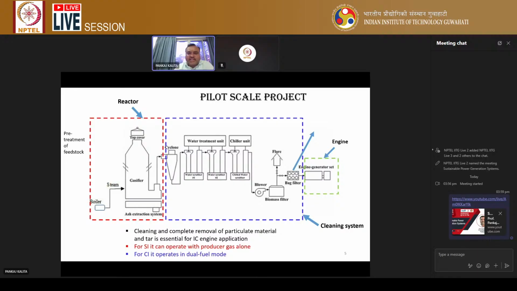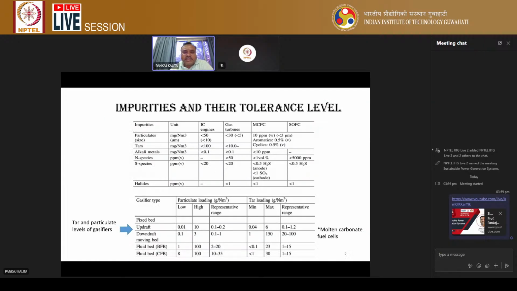So as a whole, it looks something like this as far as a complete power production unit using biomass is concerned. Cleaning and complete removal of particulate material is essential for internal combustion engine applications. A spark ignition engine can operate with producer gas alone, but a compression ignition engine operates in dual fuel mode. Also, we need to check the purity of the gas before we use it in engines.